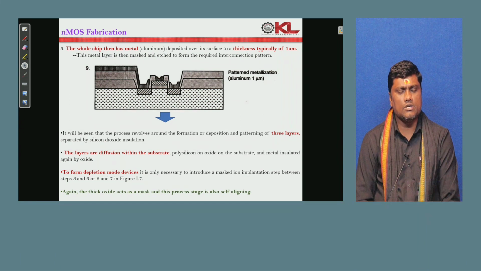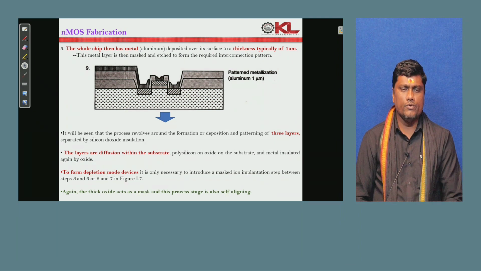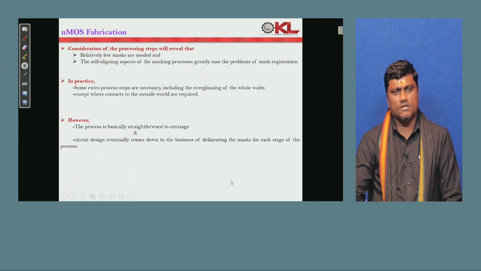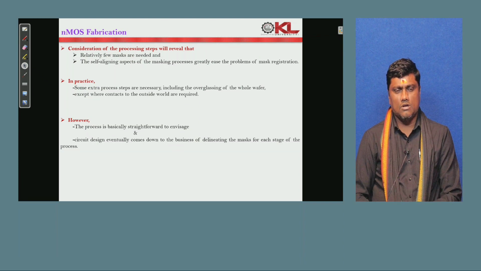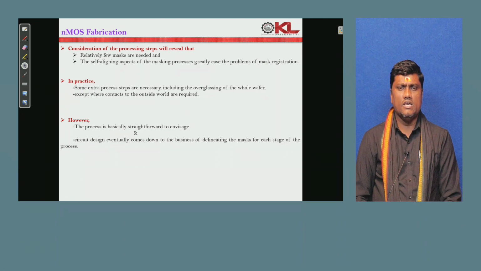Only a masked ion implantation process needs to be introduced, from steps 5 to 6 or 6 and 7. So, we have to do this process again and again. The thick oxide acts as a mask, and this process gives self alignment. Considering all these processing steps, some steps will be repeated again and again, and we will have a relatively few masks needed. The self alignment aspect of the masking process greatly reduces the problem of mask registration.